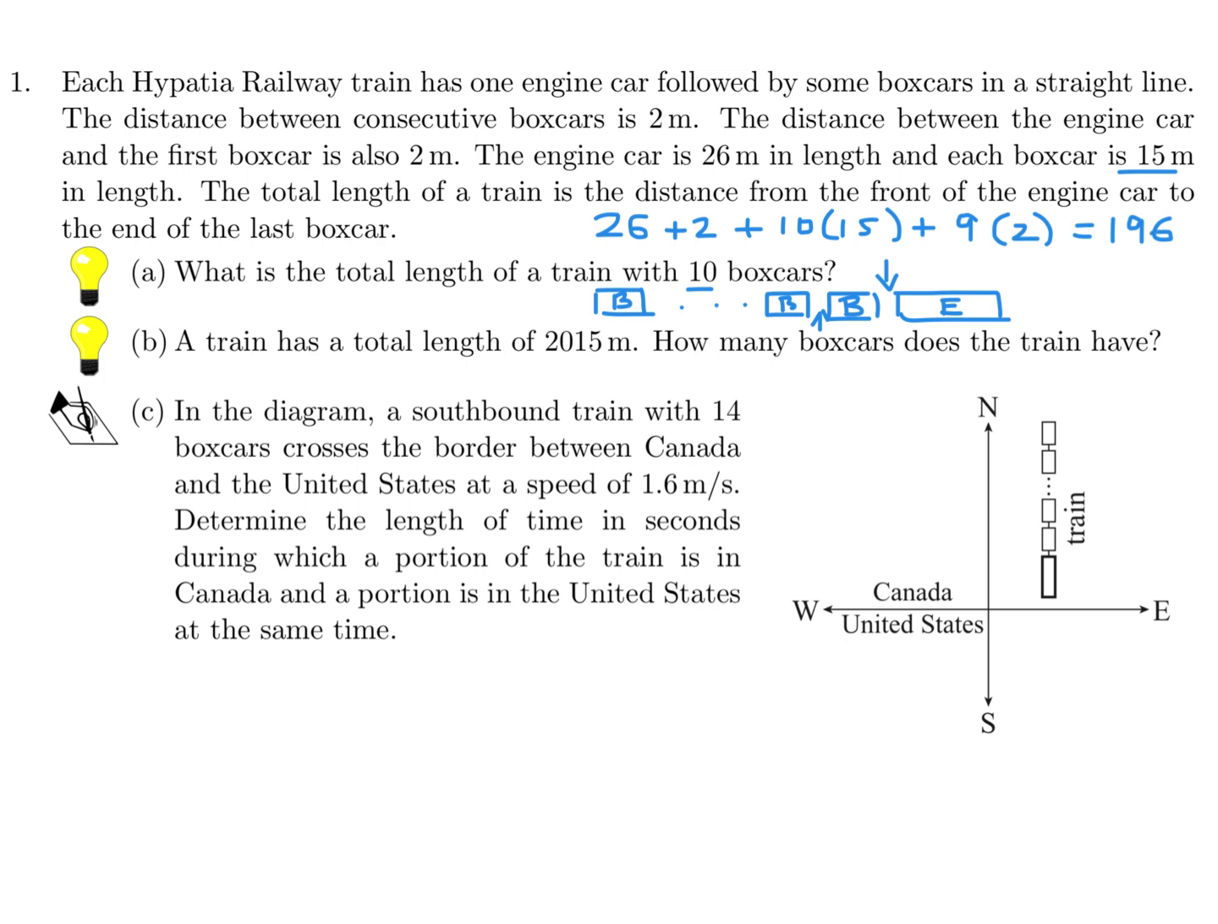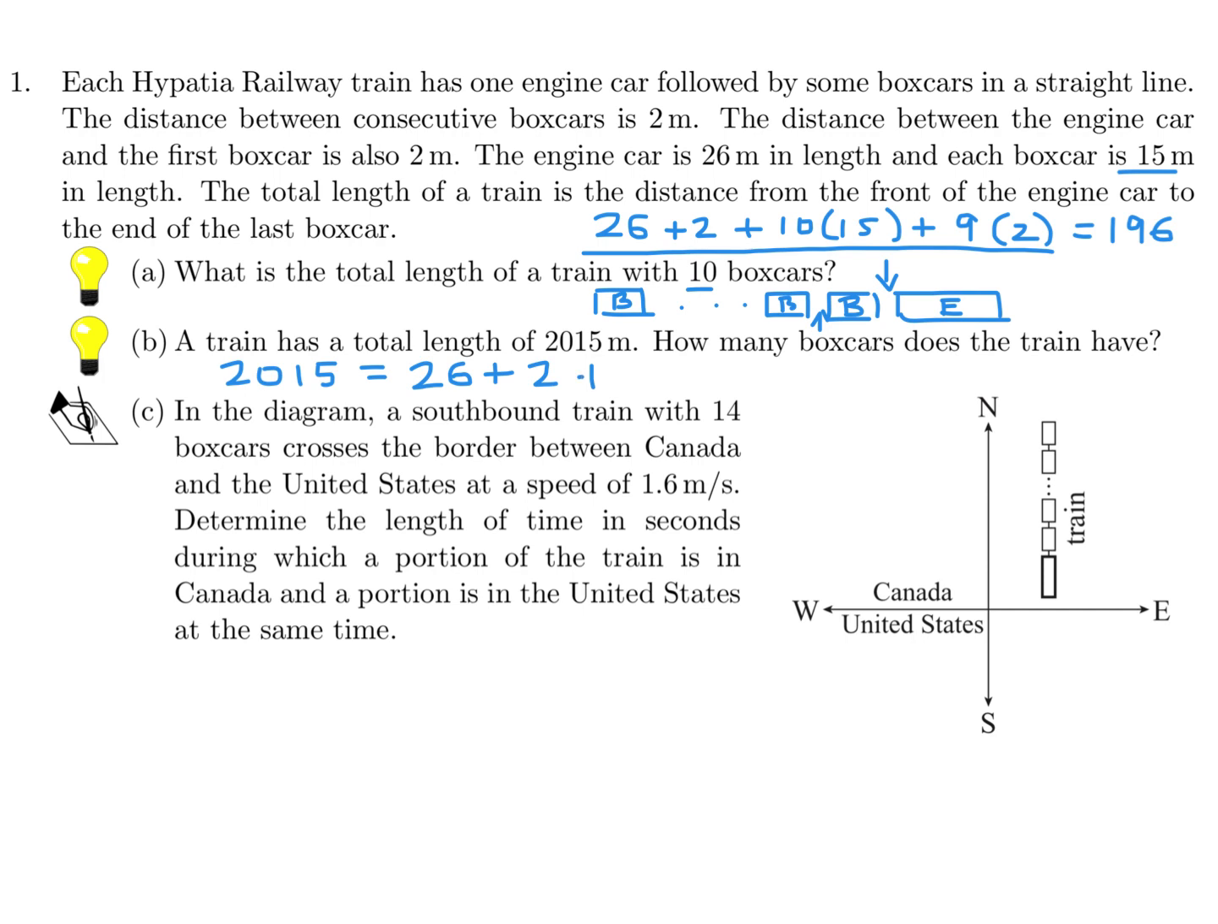A train has a total length of 2015 meters. How many boxcars does the train have? So this time, they've given you the actual length, and you have to figure out the number of boxcars. I think it's going to be the same thing. You'll have 26 for the engine, then the 2 meters between the engine and the first boxcar.